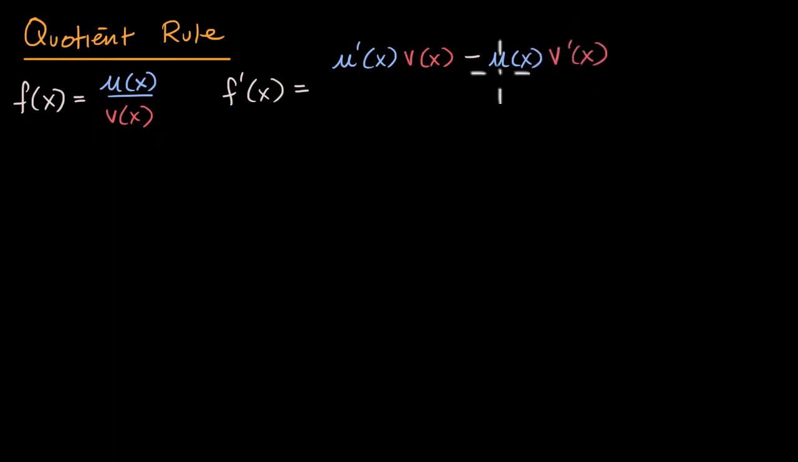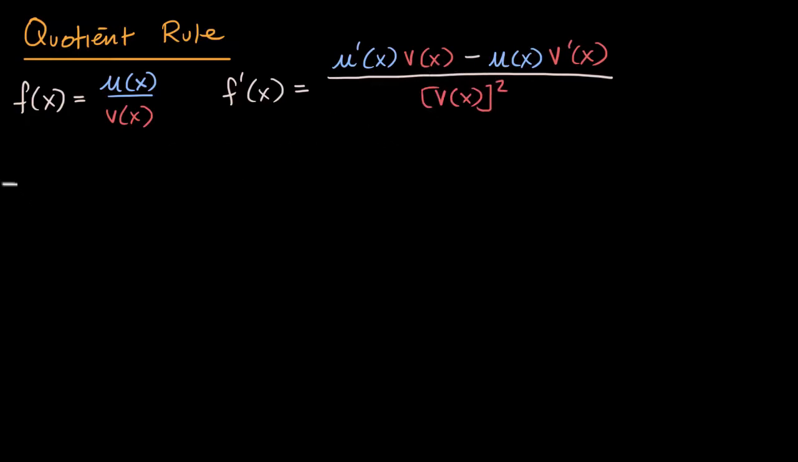And this already looks very similar to the product rule. If this was u of x times v of x, then this is what we would get when we took the derivative if this was a plus sign, but here it is a minus sign. But we're not done yet. We would then divide by the denominator function squared, v of x squared. So let's actually apply this idea.